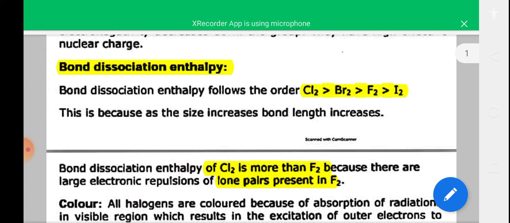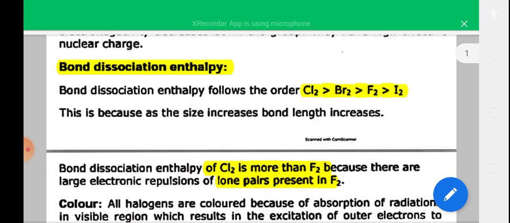Okay, and bond dissociation enthalpy of different halogen elements, the order is Cl2 greater than Br2 greater than F2 greater than I2. So as the size of the halogen increases, bond dissociation energy of the halogen decreases. As the size of the halogen atom increases, bond dissociation energy decreases.